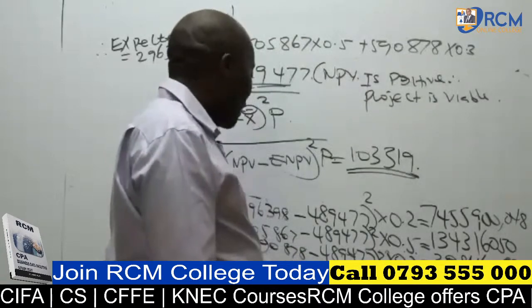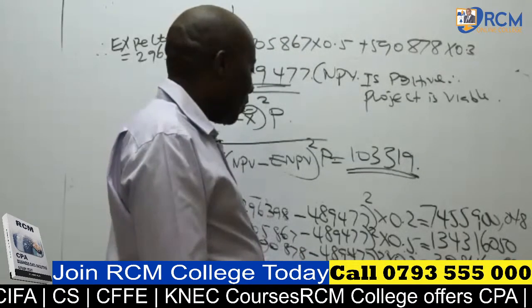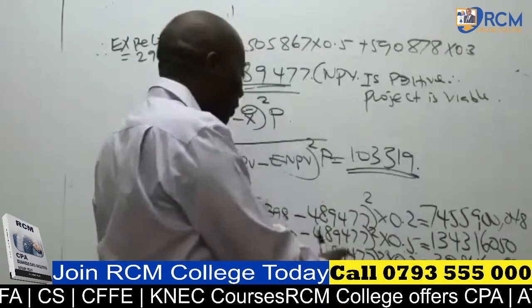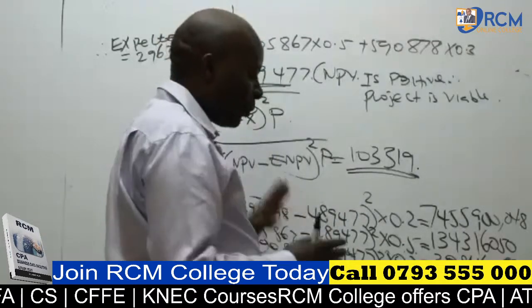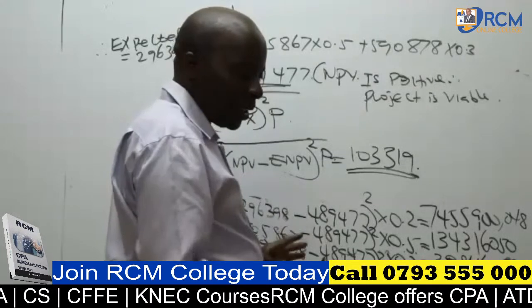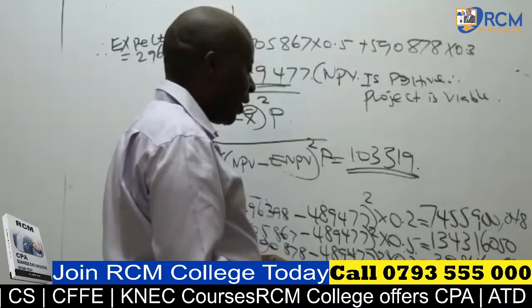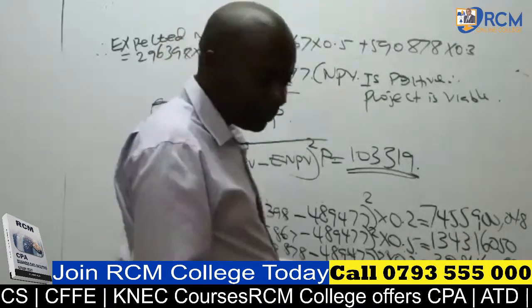Simply take 598.78 minus 489.477, whatever. First of all, say equals, and then you square, and then you multiply with 0.3. When you square, you kill the negative.